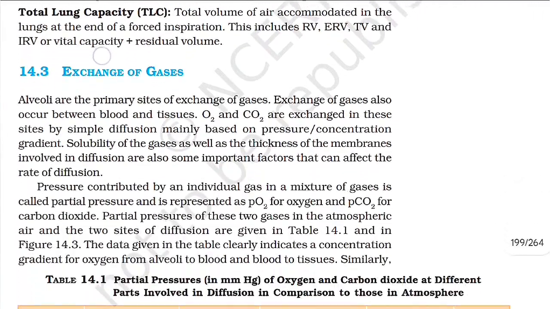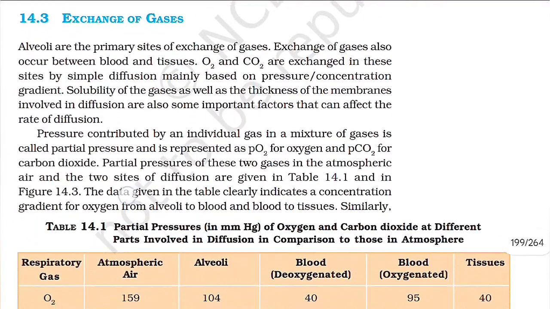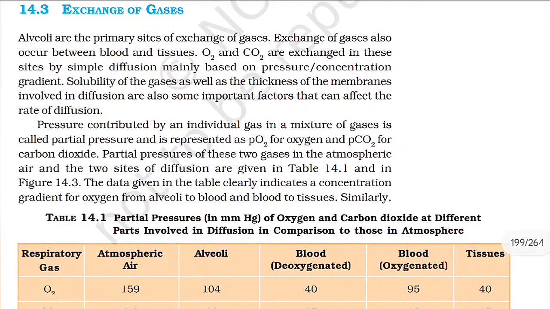Exchange of gases. Alveoli are the primary sites of exchange of gases. Exchange of gases also occurs between blood and tissues. Oxygen and carbon dioxide are exchanged in these sites by simple diffusion, mainly based on pressure or concentration gradient. Solubility of gases as well as thickness of the membranes involved in diffusion are also some important factors that can affect the rate of diffusion.